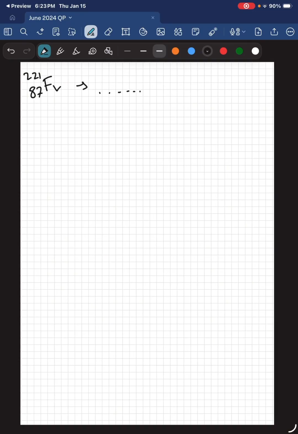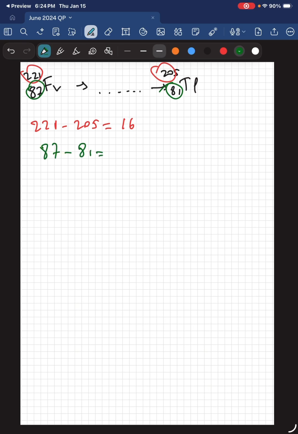So we have Fr 221 87, and it undergoes several decays before turning into Tl 205 81. Okay, so first of all, let's subtract the mass numbers. So 221 minus 205 yields 16. And now let's subtract the proton numbers. So 87 minus 81 gives you 6, right?